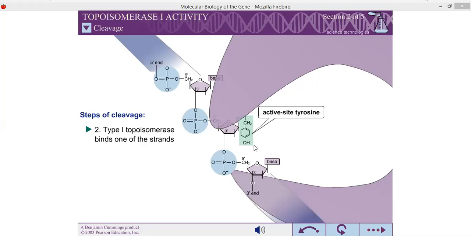Type 1 topoisomerase came. Type 1 topoisomerase was able to bind with one nitrogenous base.